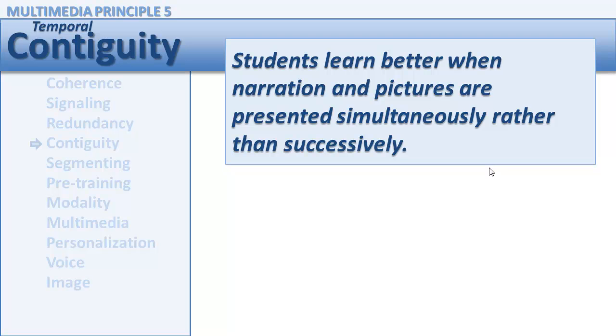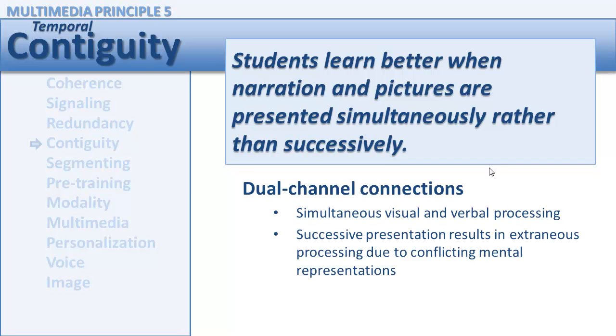And that may strike you as rather odd, and there are a few exceptions to that, and we'll discuss those. But remember what's happening here. If I'm looking at visual content and I'm hearing verbal content, that presentation is working on two different channels, and those channels are then in complement to each other. So simultaneous visual and verbal processing is what results. When you have successive presentation, it creates extraneous processing because there's lots of conflict.